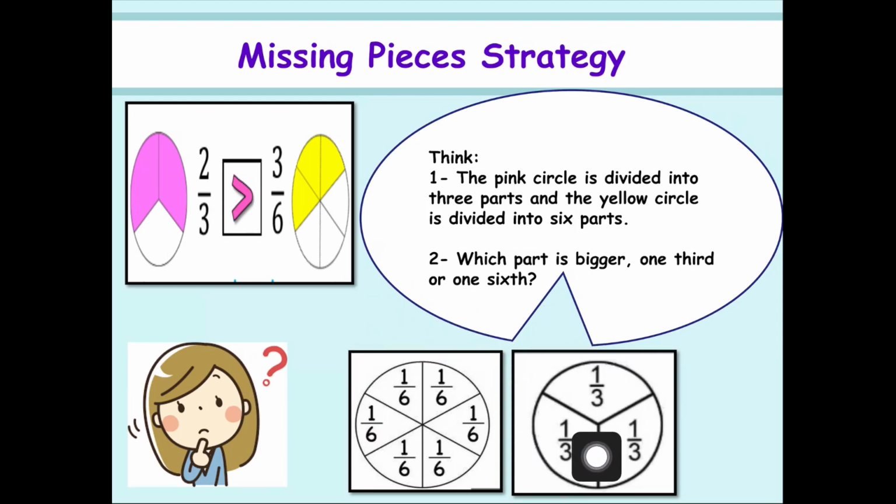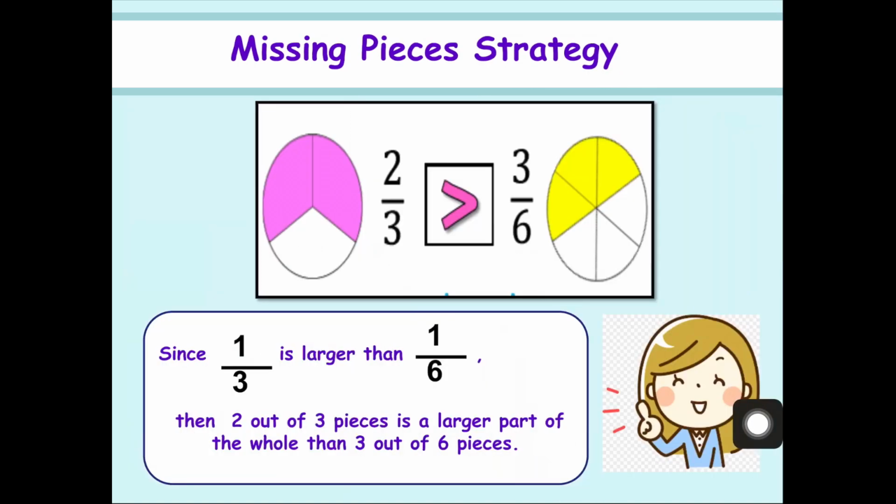Over here my pizza was split into 3s. That means I'll get a huge slice. Over here my pizza was split into 6. That means I'll get a small slice. So which one is bigger, 1/3 or 1/6? If you said 1/3, then you are correct. And since 1/3 is larger than 1/6, then 2/3 is larger than 3/6.